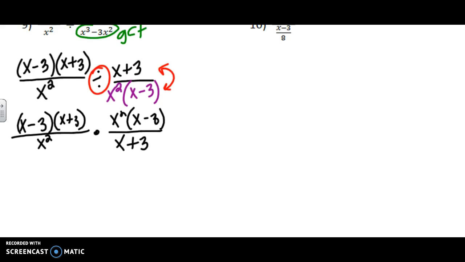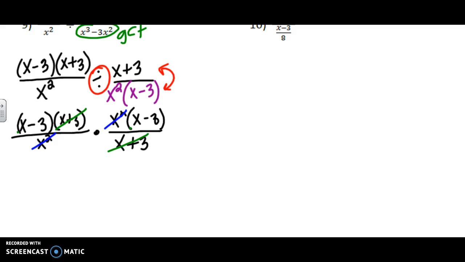Now you can look top and bottom and see what you can cancel. So I have an x minus 3 in the numerator right here. But this x minus 3 is also in the numerator, so that can't cancel. I have an x plus 3 next, and that's numerator, that's denominator, so it can cancel. And here I have an x squared and an x squared, so those can cancel.